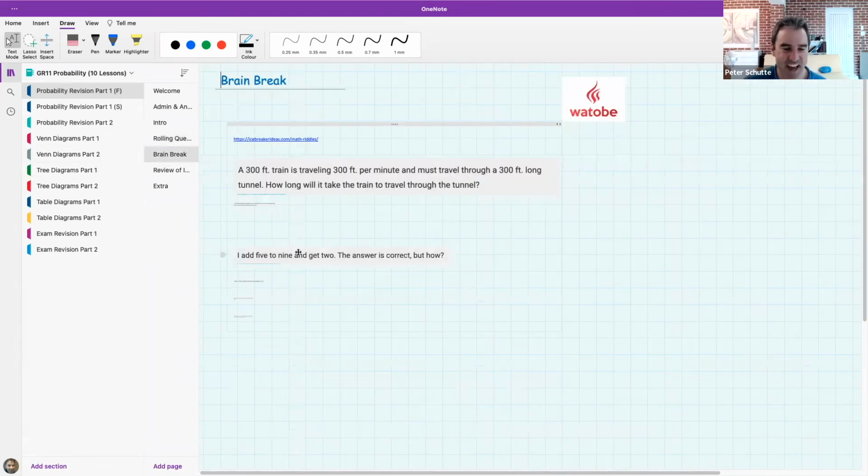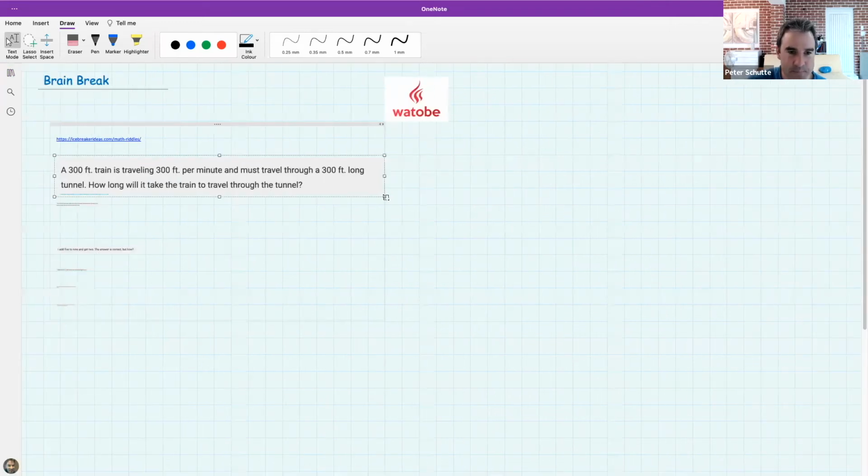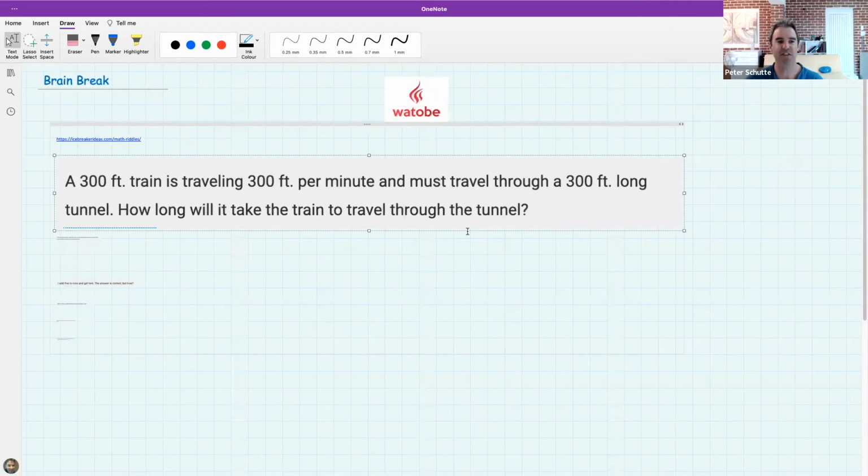Exactly. Okay, here's your brain break for today. A 300-foot train is traveling 300 feet per minute and must travel through a long tunnel. How long will it take to travel through the tunnel? Okay, that is the question.